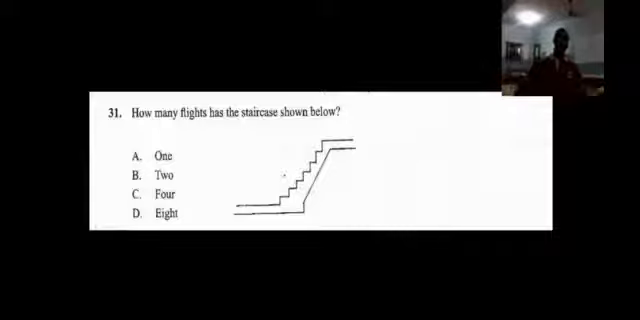31. How many flights has the staircase shown below? The answer is 1. We only have one flight. One flight means from the floor to a height is one flight. If it bends again, it's 2 flights, 3 flights, 4 flights. So this particular staircase has only one flight, and that is what? A.